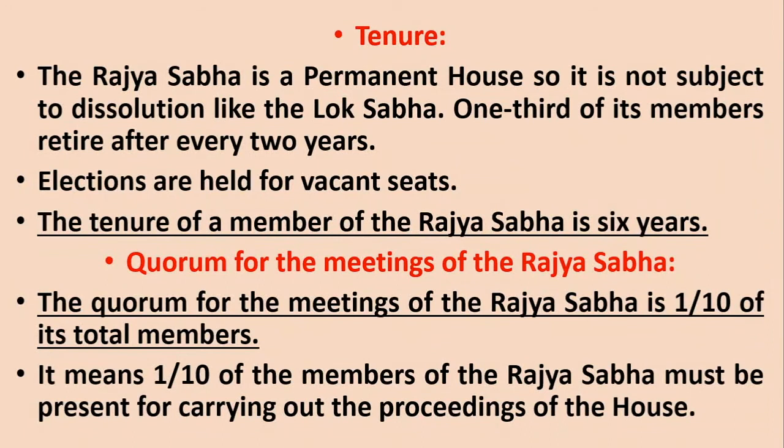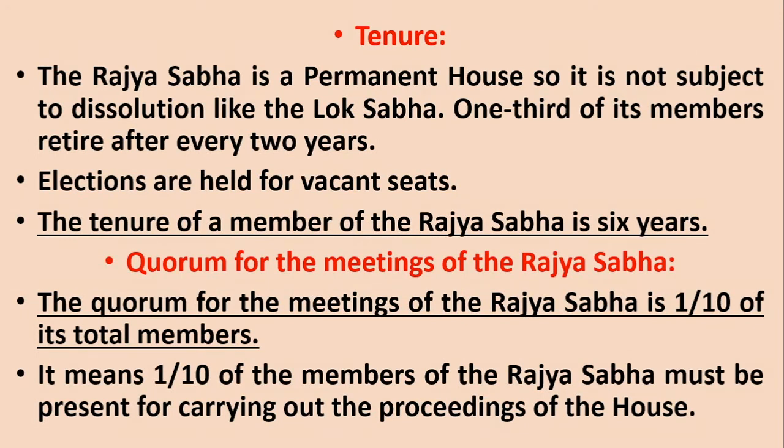Now I will talk about the tenure. Tenure means time period. The Rajya Sabha is a permanent house, so it is not subject to dissolution like Lok Sabha. One third of its members retire after every 2 years. So it means there is no tenure of Rajya Sabha. Means Rajya Sabha does not work for 2 years, 4 years, 6 years, 5 years, whatever. It is a permanent house. The members have tenure, that is 6 years. So elections are held for vacant seats. Means one third seats get vacant after every 2 years, and the elections are held for these seats.